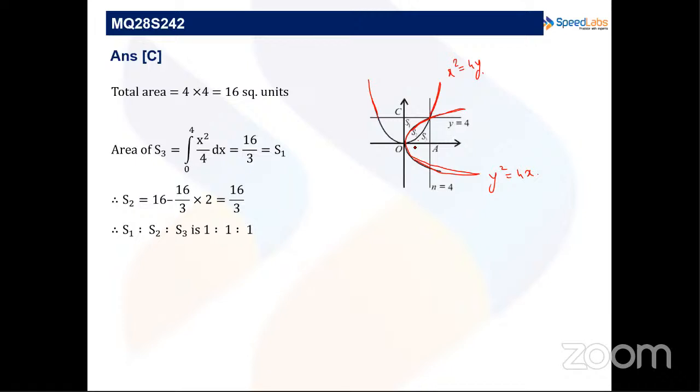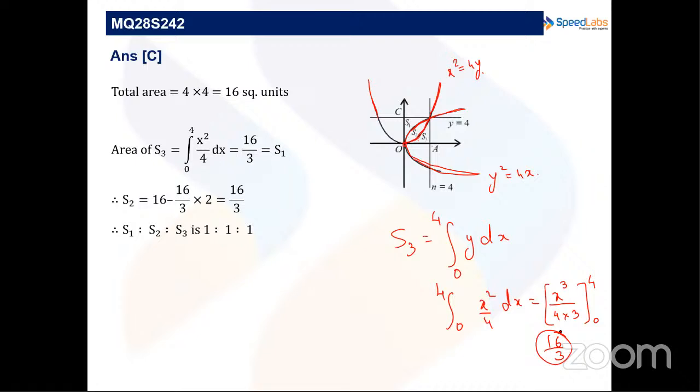So if you find S1, S2, S3, for this area S3 is the integration of y dx, from x equals 0 to x equals 4, and the value of y is x square by 4, so that will be x cube by 4 into 3 with limit 0 to 4, so that will be 16 by 3. Now this area is 16 by 3.